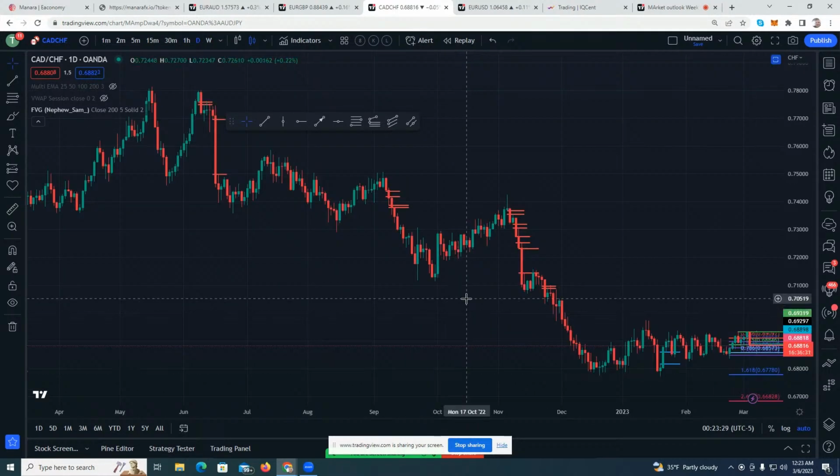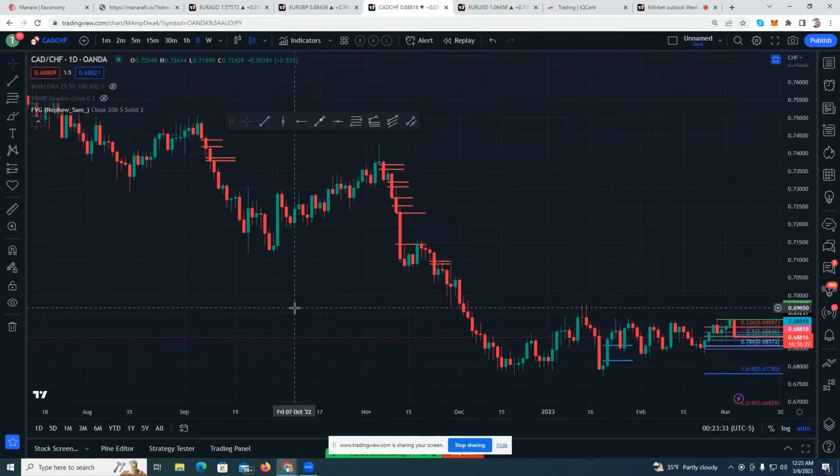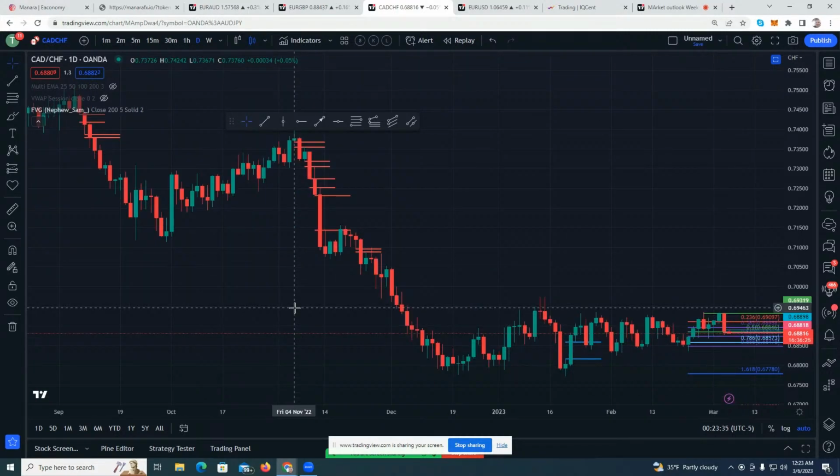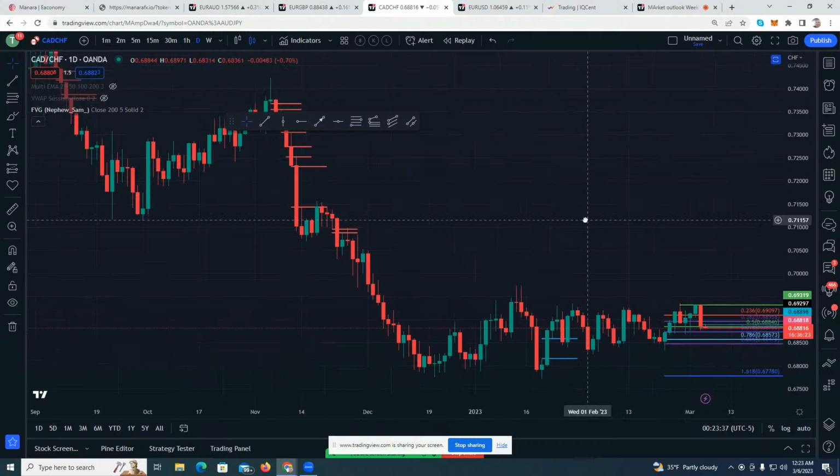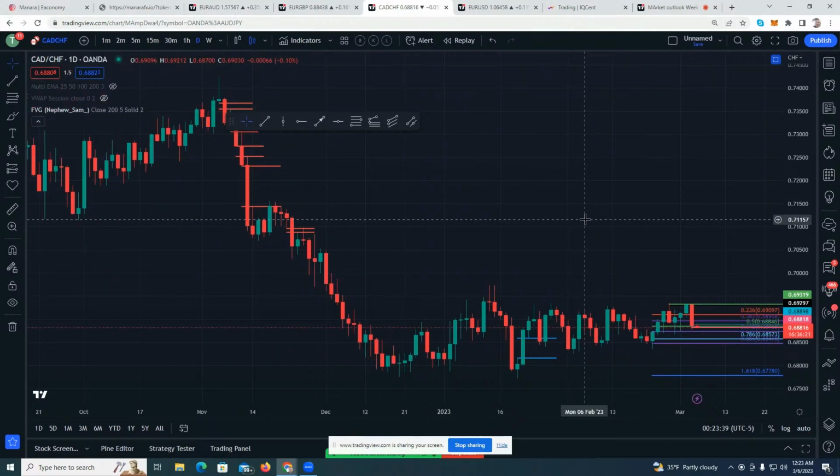Actually, we're going to take a look at CAD CHF. That's going to be the first pair we're going to look at, guys. CAD CHF is going to be the first currency pair we take a look at. So real quick, today is March 6, 2023.